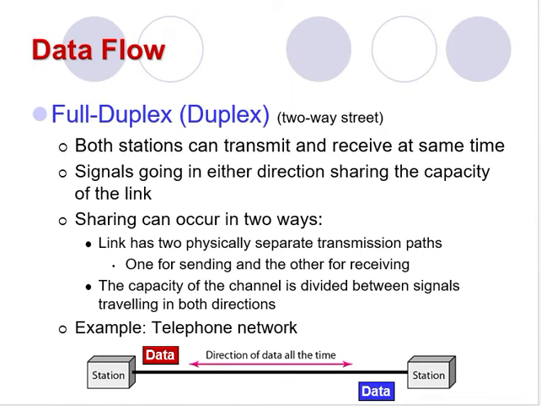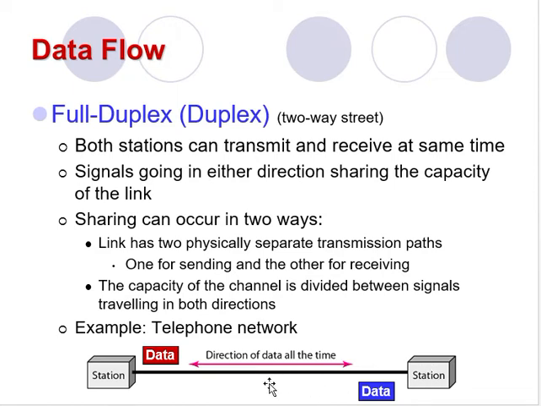Third one is the full duplex mode. In this mode, both the stations have the ability to both receive and transmit data simultaneously. The signals that go in one direction in a full duplex mode share the link capacity with the signals that go in the other direction. Such kind of sharing can occur in two alternative ways. Here, with this graphical representation, you can see that we have a two-way street. We can share data or information from one station to another station simultaneously.